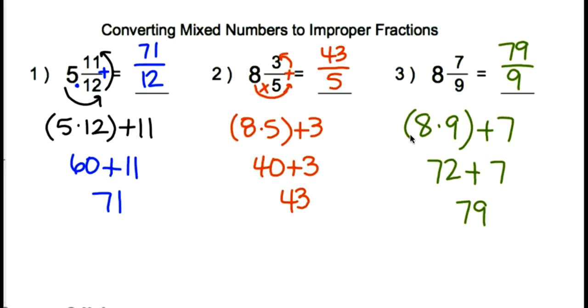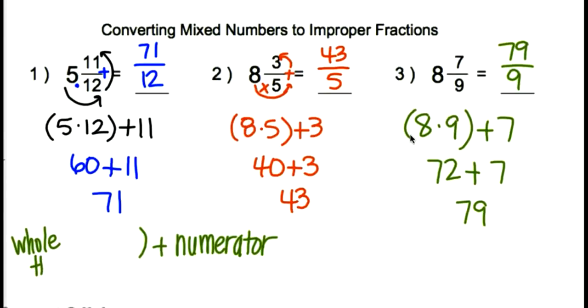So if you want an expression to substitute into, you're going to write your numerator and we're going to add to that numerator the whole number times the denominator. And that is going to produce our numerator, and our denominator is going to stay the same.